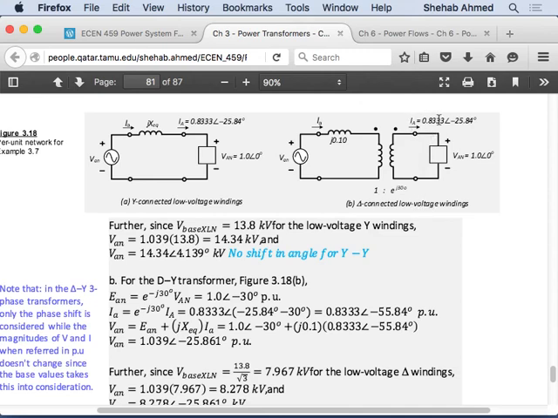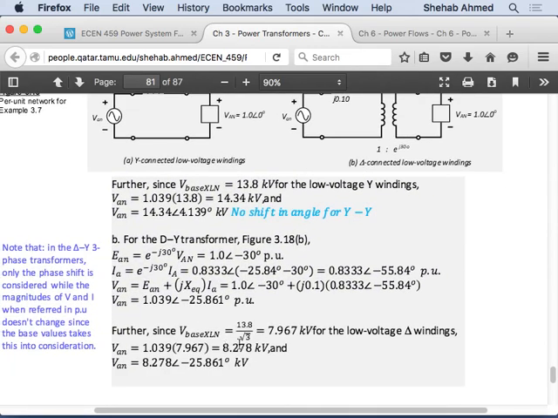I want to bring these to the primary side and do the same thing that I was doing. I will do the same thing. I just have to take this 0.833, angle minus 25.84, subtract 30 degrees, and bring it on this side. And take this 1 angle 0, subtract 30 degrees, and bring it on the other side. And I do the same thing. After I bring it on the one side, I do the same equation. I get the phase voltage in per unit.